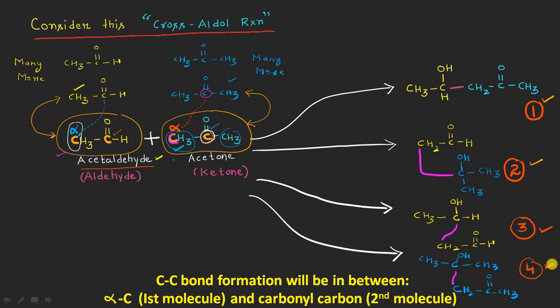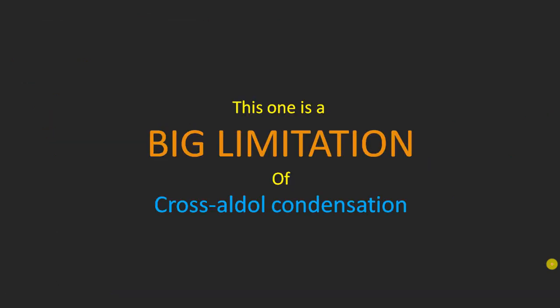So the whole idea is that if we try to carry out the cross-aldol type of reaction between a molecule of some ketone and an aldehyde, like in this case, it will give us a mixture of 4 different product molecules, right? And you can very well imagine that it is very difficult to separate such a complex mixture of product molecules, right? So we can say that this is a big limitation of the cross-aldol type of condensation.